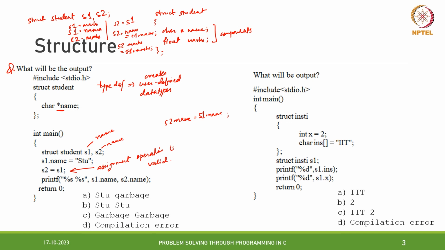So they need to be compatible in order for you to do the assignment operation. The two structures must be compatible, so it should be the same structure, with the same components in the same order. Only then can you do this assignment operation. In this case, both are of the same type, which is struct student. What will happen is s2 dot name will take the value stored in s1 dot name, which is the string stu. So when you print s1 dot name and s2 dot name using percentage s, you will get stu space stu. Is it clear now?